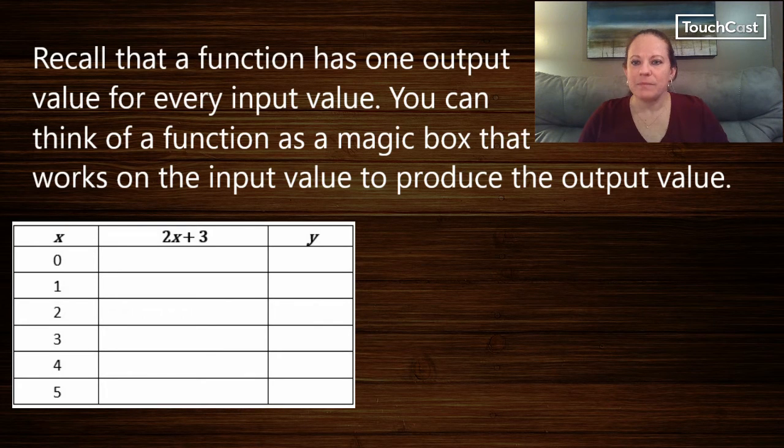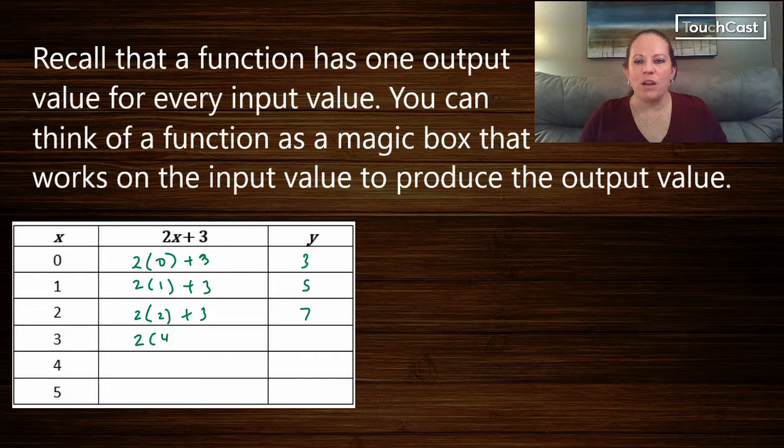So here I have a simple data set of x equals 0 through 5, integers, that is, and we're going to multiply each input by 2 and then add 3. So when x equals 0, y equals 3. And when our input is 1, our output is 5. And when our input is 2, our output will be 7.